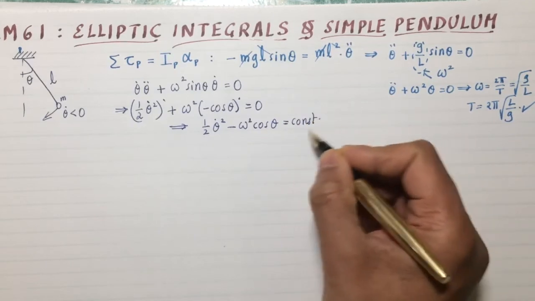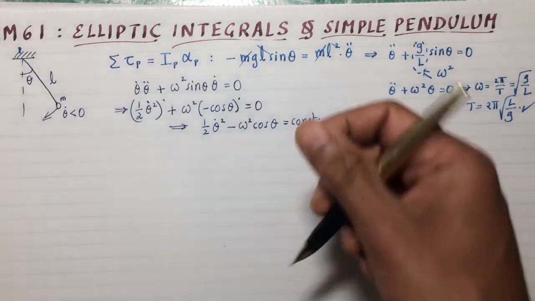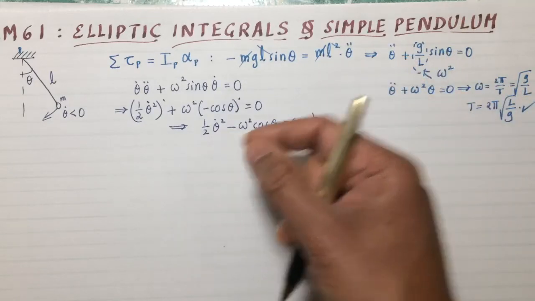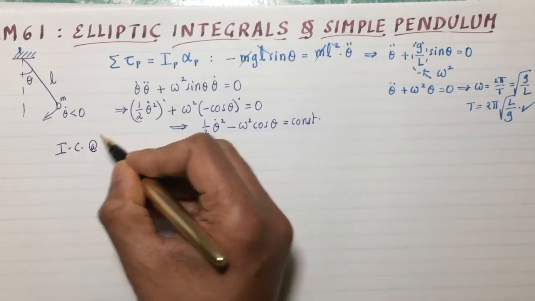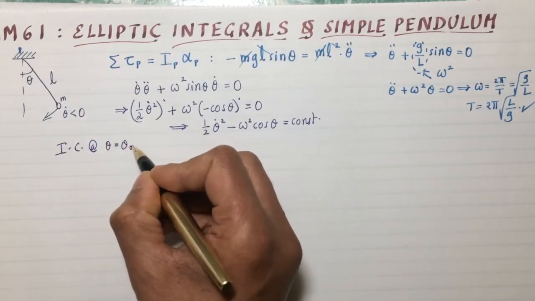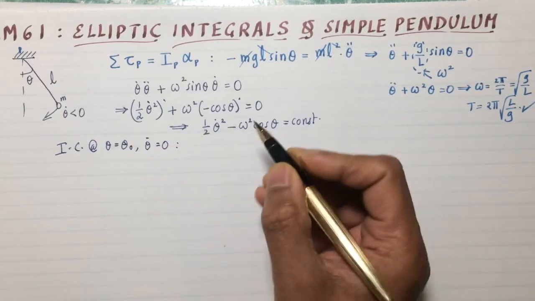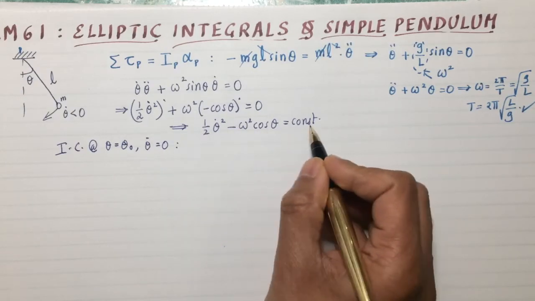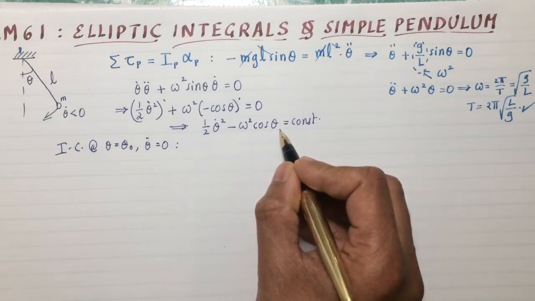That constant is a constant of integration that needs to be determined. So we can take that when I release the pendulum at some specified angle of theta naught, the pendulum was not moving because that was when it was released. So that's the initial condition I can use. At theta equals theta naught, the point of release, theta dot equals 0. So that gives me the constant is equal to negative omega squared cosine theta naught.